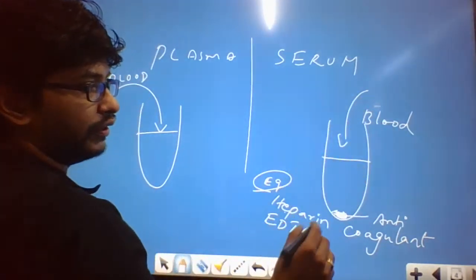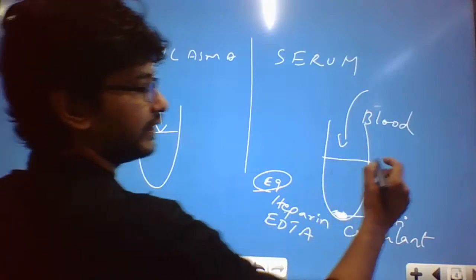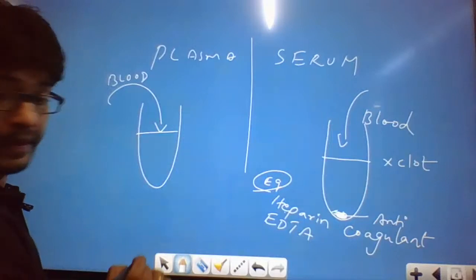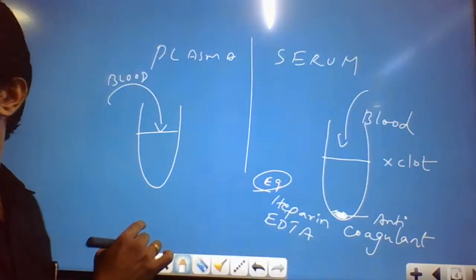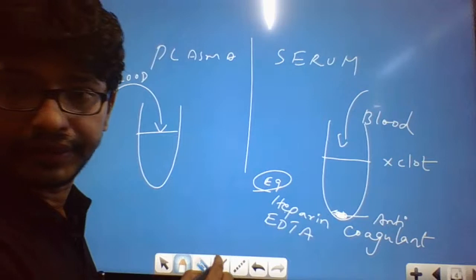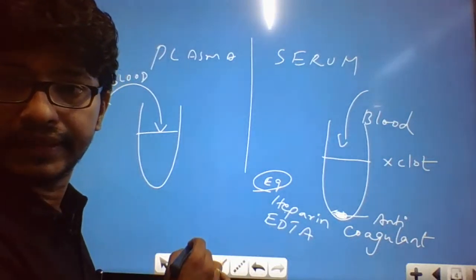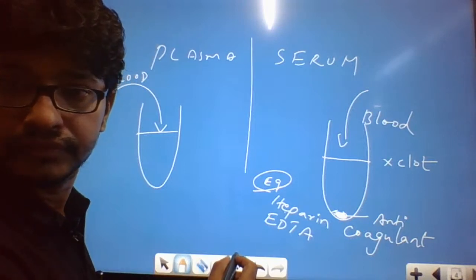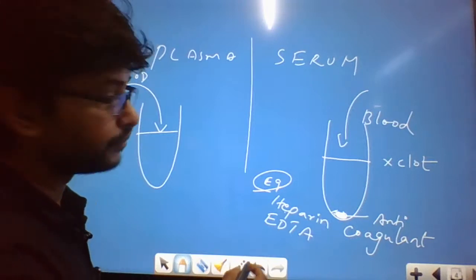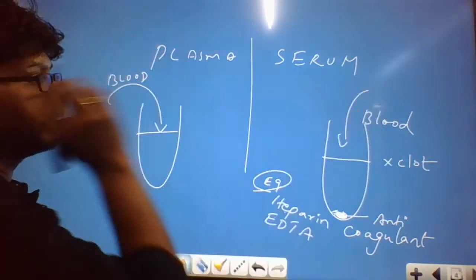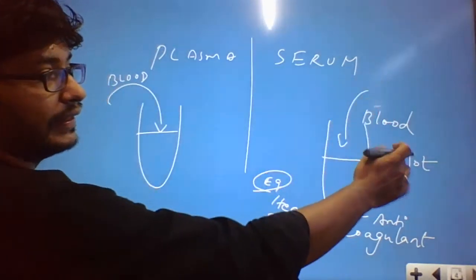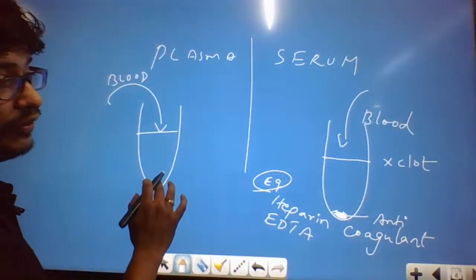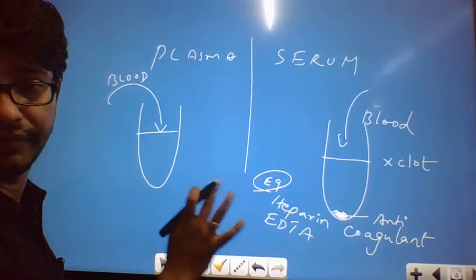So the blood has been drawn. Here the blood has not been clotted. Since I added anticoagulant, the blood will not clot, so there is no clot. This is what you could see: the blood will not get clotted here, in the plasma, right, and if you didn't add the anticoagulating agent, the blood will clot.